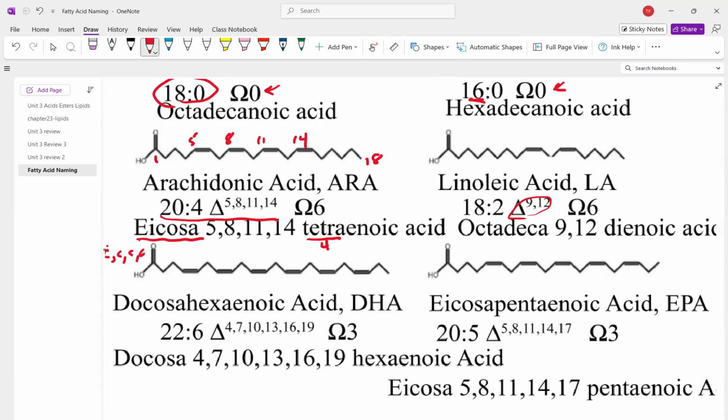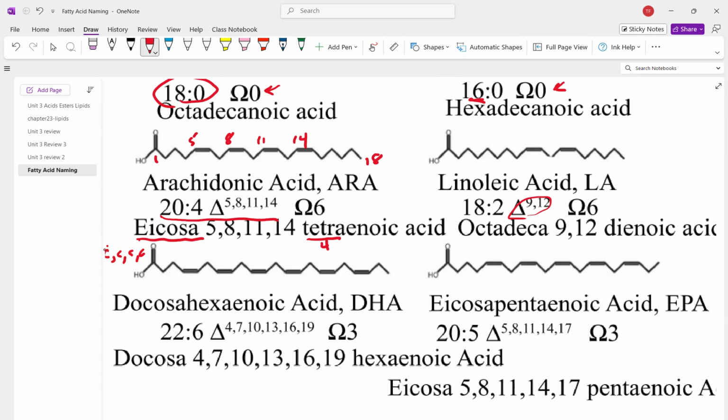And let's see, said everything. Oh, the abbreviation is ARA. Okay, linoleic acid on the right is an extremely common fatty acid found in your seed oils. Again, corn oil, cottonseed oil, soybean oil, etc.